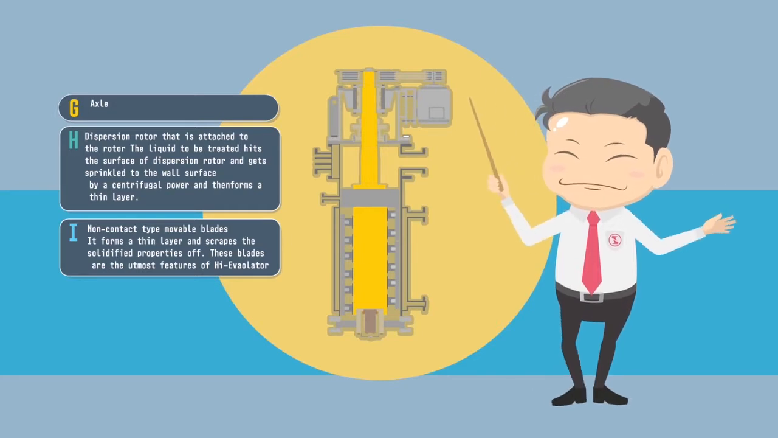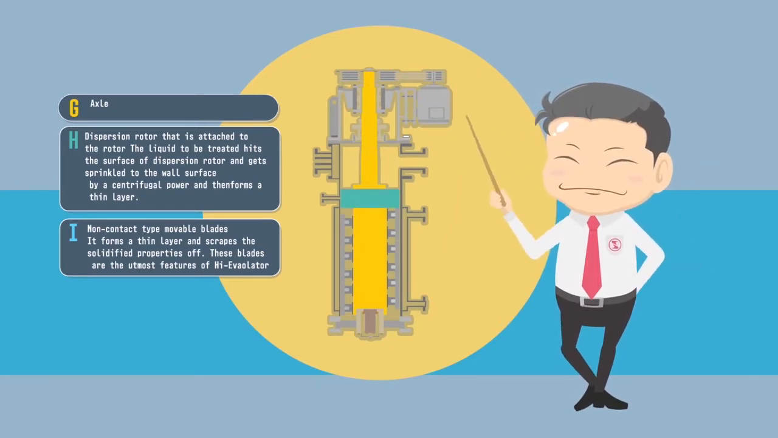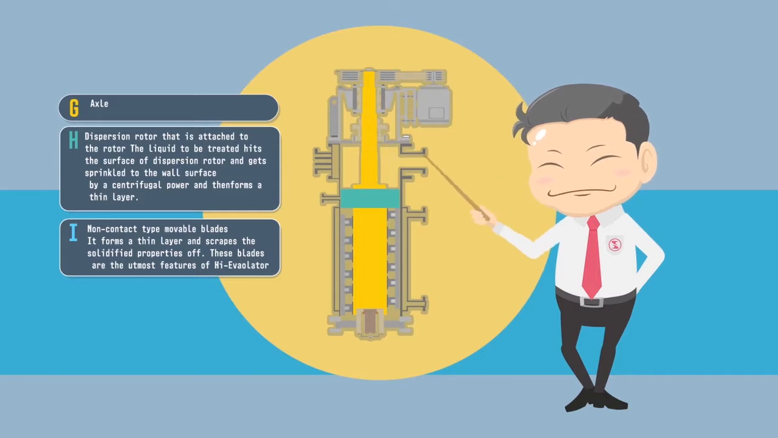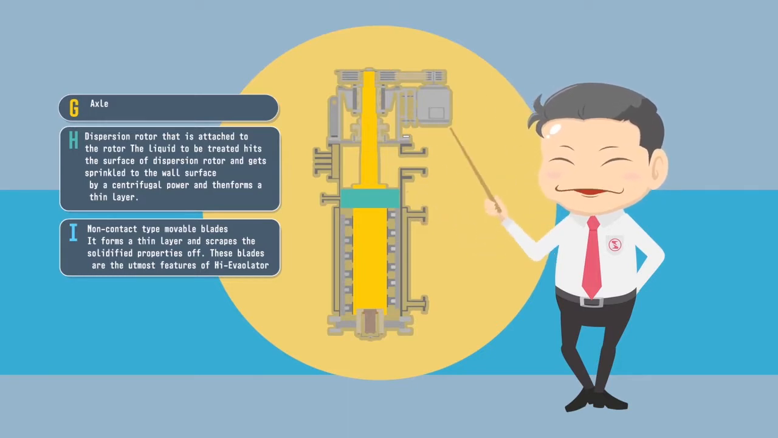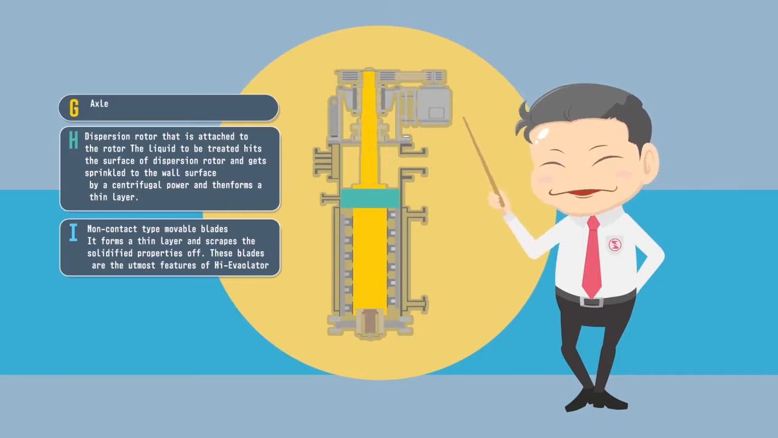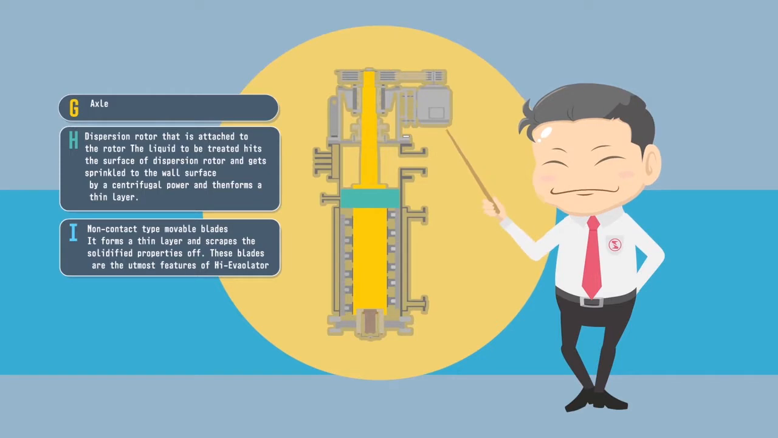G. Axle. H. Dispersion rotor that is attached to the rotor. The liquid to be treated hits the surface of dispersion rotor and gets sprinkled to the wall surface by a centrifugal power and then forms a thin layer.